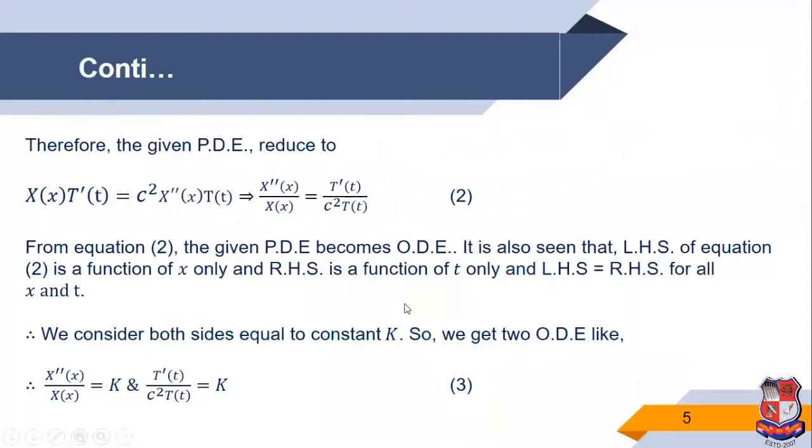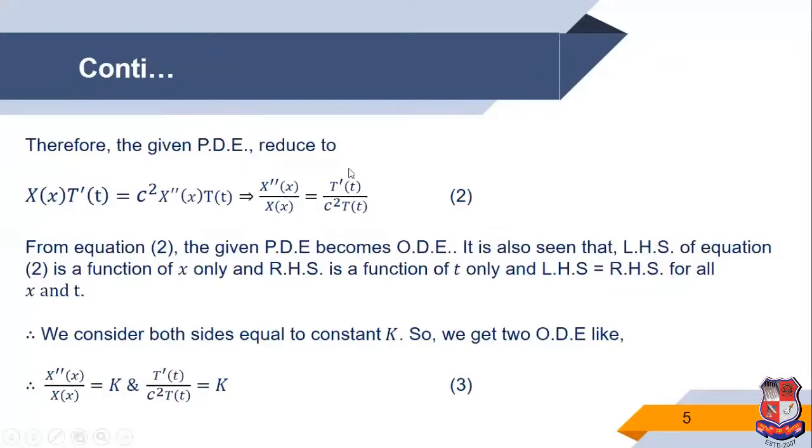So therefore the given PDE is reduced, del u by del t, that means X T dash is equal to c square X double dash T. And that implies we use the separation of variables method. So we separate both variables. So we write X double dash upon X is equal to T dash upon c square T. Obviously in equation 2 the left hand side depends only on x, the right hand side depends only on t, and the left hand side is equal to the right hand side for all t and x.